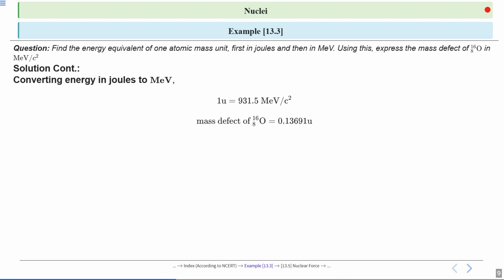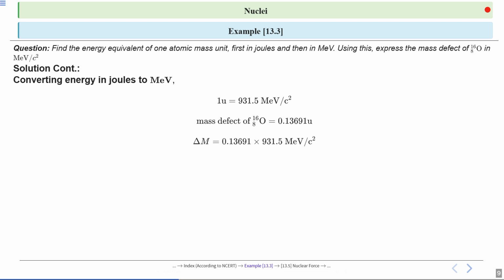Now let's look at the mass defect for oxygen 16. The mass defect is given as 0.13691 u. This means the actual mass of the oxygen 16 nucleus is 0.13691 atomic mass units less than the total mass of its separate protons and neutrons. This missing mass has been converted into binding energy, which keeps the nucleus stable.